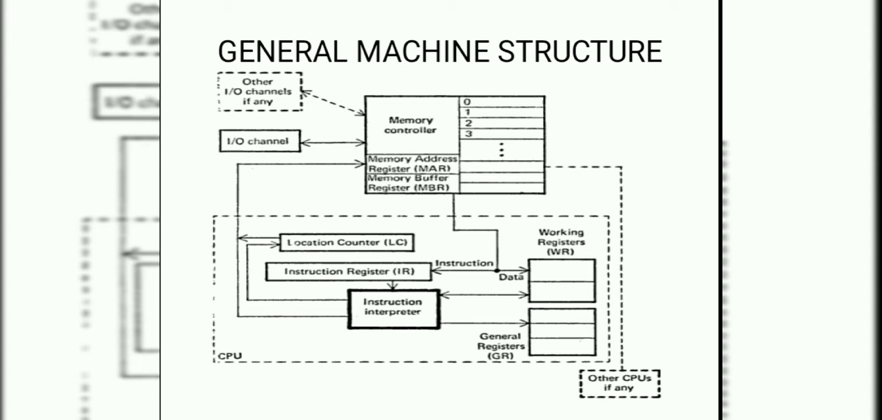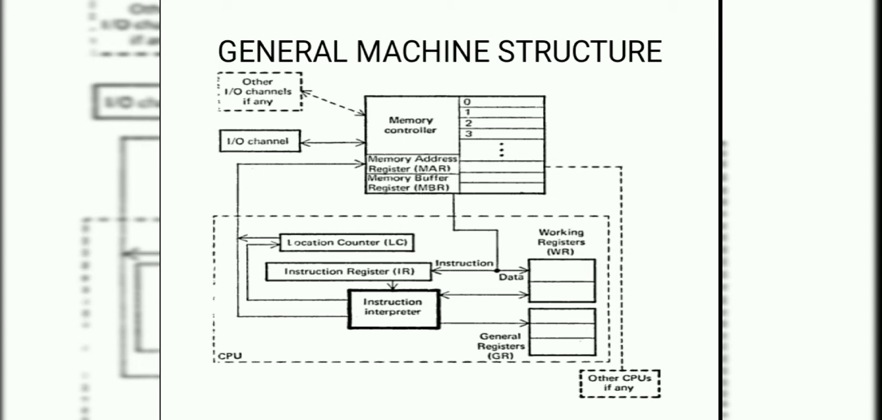The instruction interpreter is a group of circuits that operates on the instruction fetched from memory. The location counter denotes the location of the current instruction being executed. The instruction register contains a copy of the current instruction. The working registers serve as scratch pads for the instruction interpreter, and general registers are used as storage locations.